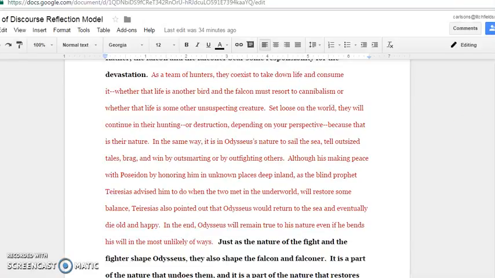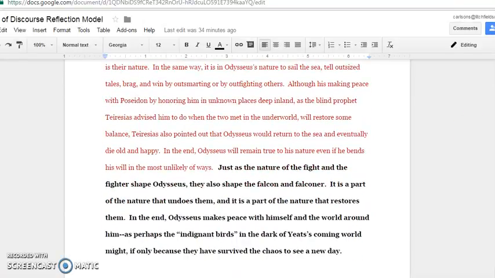And I conclude in bold by saying, just as the nature of the fight and the fighter shape Odysseus, they also shape the falcon and the falconer. It is a part of the nature that undoes them, and it is a part of the nature that restores them. In the end, Odysseus makes peace with himself and the world around him, as perhaps the indignant birds in the dark of Yeats's coming world might, if only because they have survived the chaos to see a new day. So I brought it actually back to the Yeats text. I made an allusion to what's happening when that large beast slouches toward Bethlehem and the birds are trying to find their place, and I've left it there.